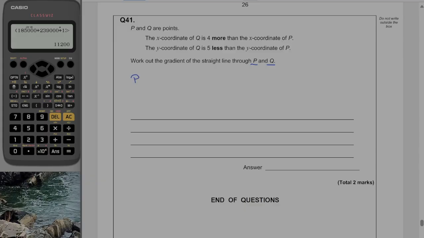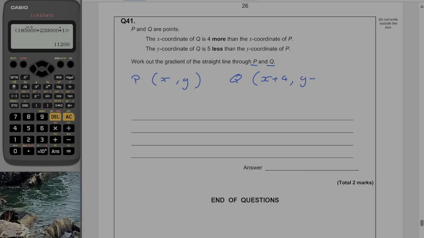Right, let's put this in Q. It's 4 more than P. So if we call P x, y, and if we call Q, the x-coordinate of Q is 4 more than the x-coordinate of P. So we'll call that x plus 4. And then the y-coordinate of Q is 5 less than the y-coordinate of P. So that would be y minus 5.